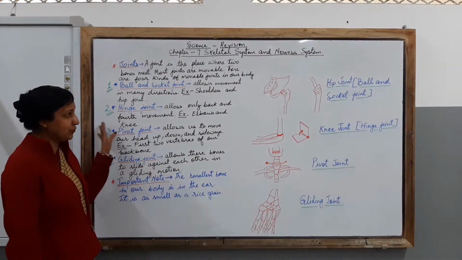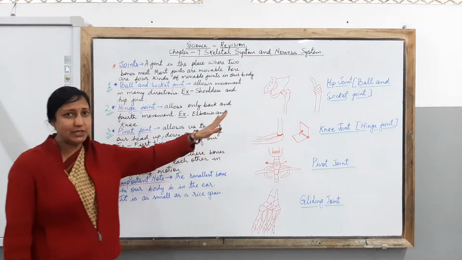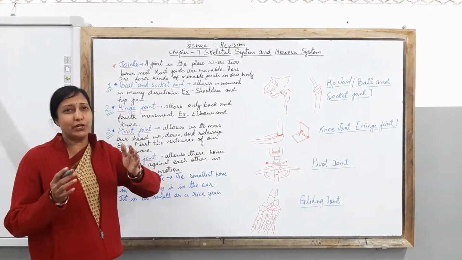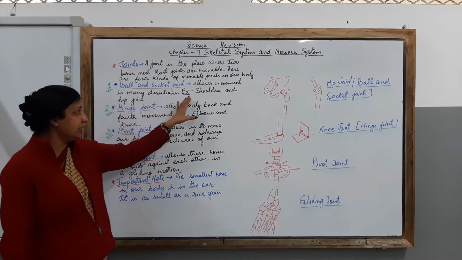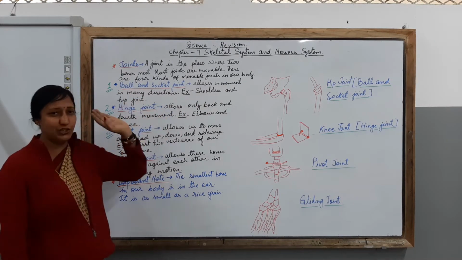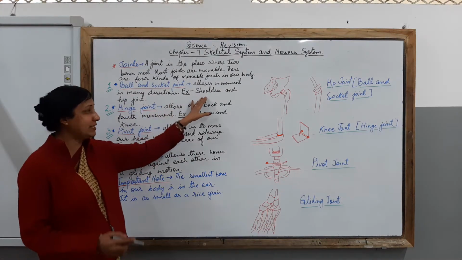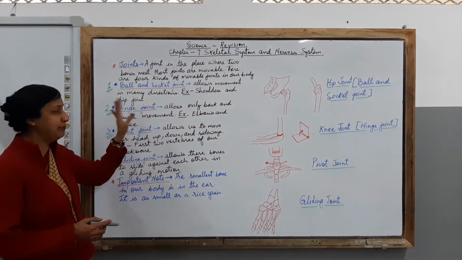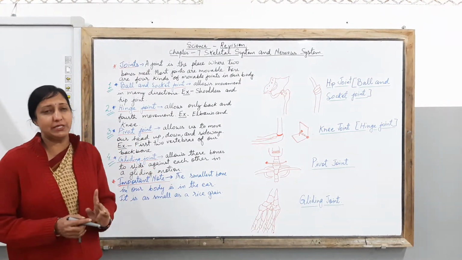Children, this kind of joint I have drawn here. With the help of this example, you will be able to understand what the ball and socket joint is all about. Children, this kind of joint allows movement in many directions. The examples of this kind of joint are the shoulder and the hip joint. These are the 2 places where this kind of joint is present.